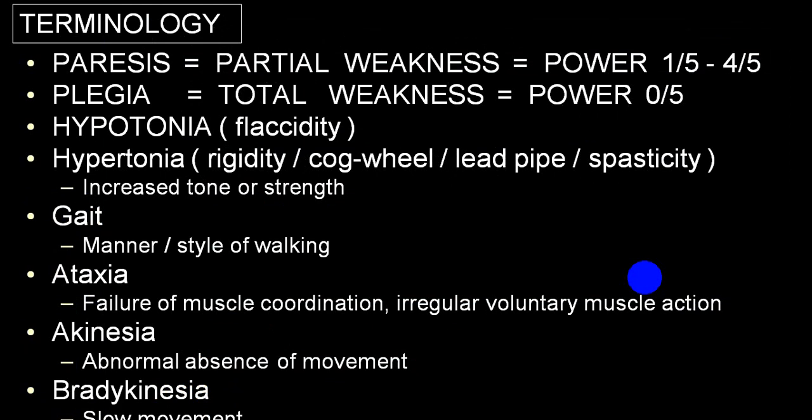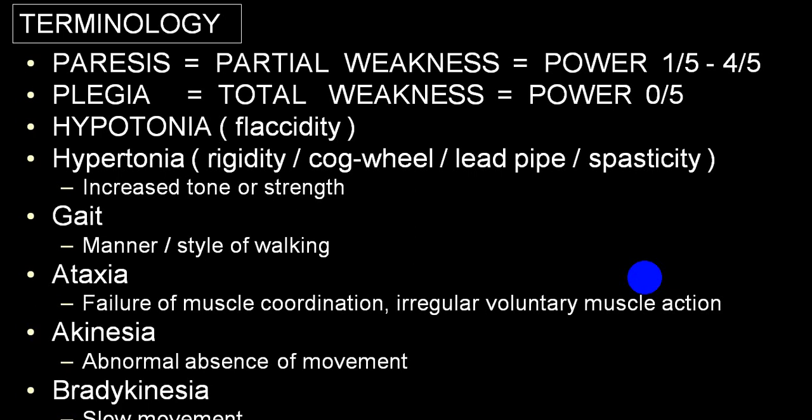Now there are a few terminologies which will be very frequently utilized. We call paresis partial weakness. Normal power is 5 by 5. If it is less than 5 but more than 1, we call it paresis, while plegia means there is a total weakness, power is almost close to 0. And depending upon the number of limbs involved, we use the words hemiplegia, paraplegia, quadriplegia, etc. And if there is a partial weakness, then hemiparesis, paraparesis, monoparesis, those words are utilized.